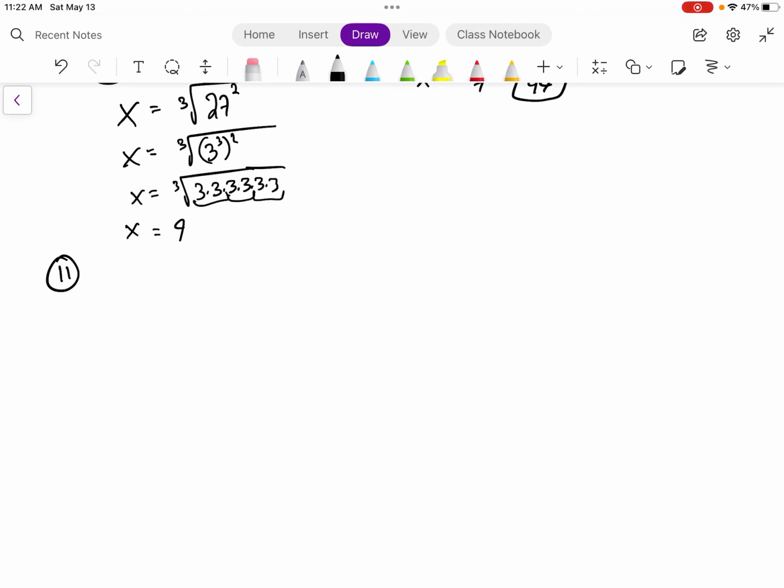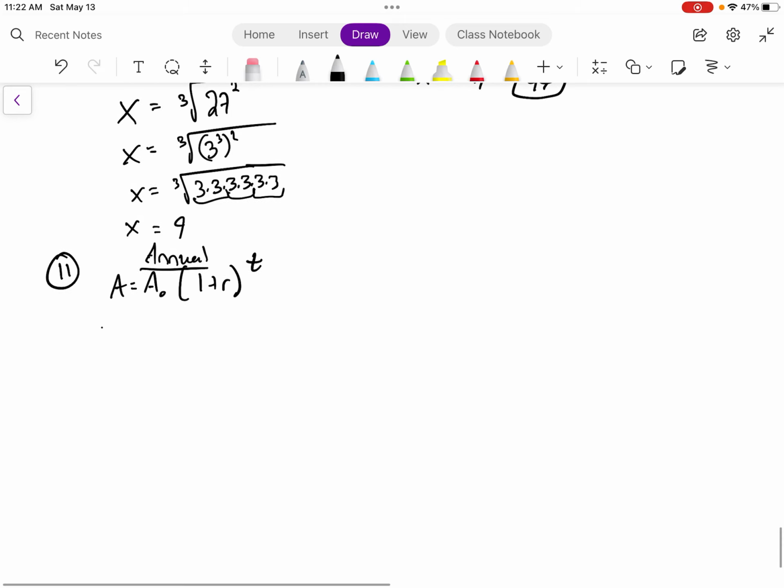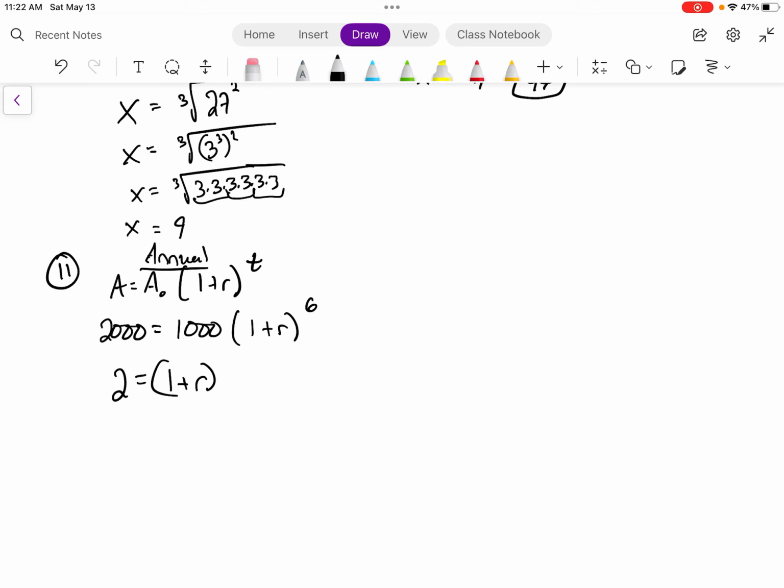So we're going to use A equals A naught times 1 plus R to the T for the annual one. And so what's that going to be? That's going to be 2,000 equals 1,000. That's how much we started with. Times 1 plus R to the 6th. Okay, so we divide by 1,000. We get 2 equals 1 plus R to the 6th.